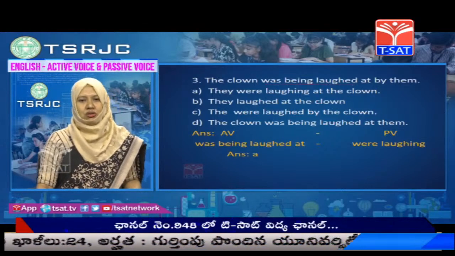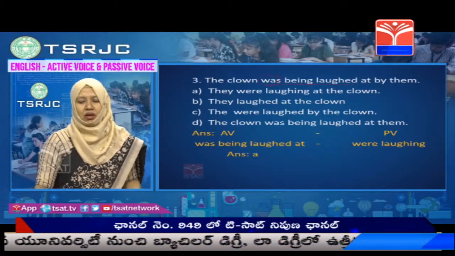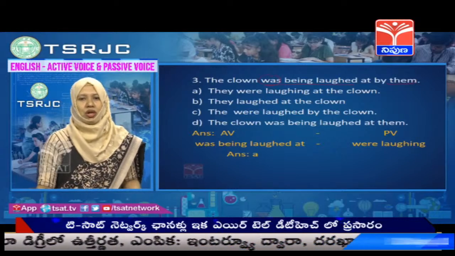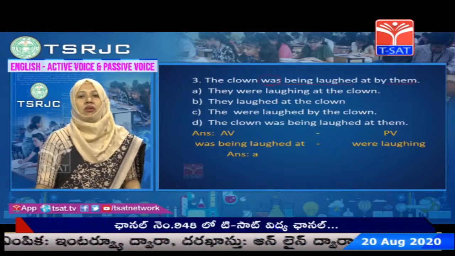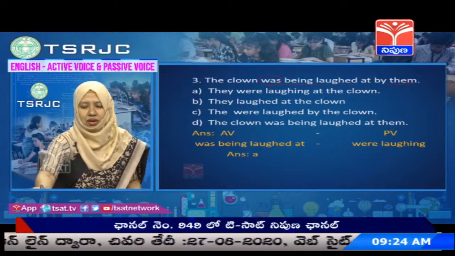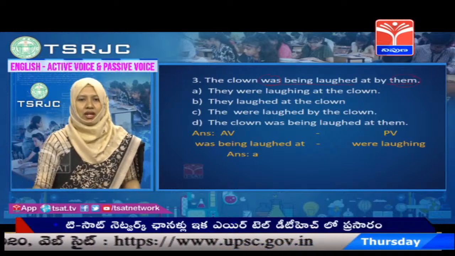This will change to, remember, was is there, and here object is plural, by them. So, it will change to were laughing. They were laughing at the clown. Them is changed to they. They were laughing at the clown.